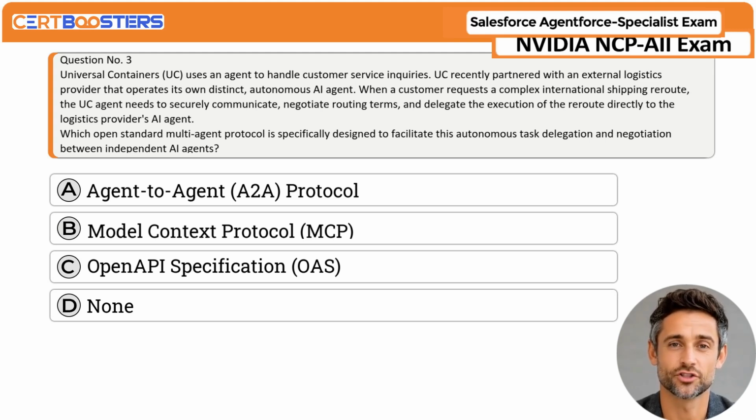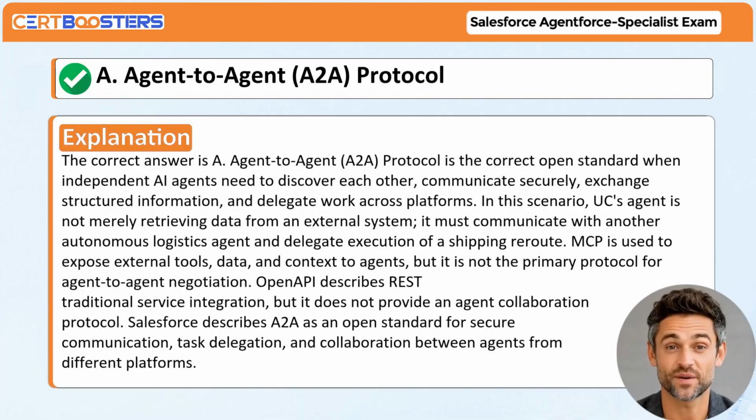A. Agent-to-agent A2A protocol. B. Model Context Protocol MCP. C. Open API Specification OAS. D. None. Correct answer: A. Agent-to-agent A2A protocol. Explanation. The correct answer is A.